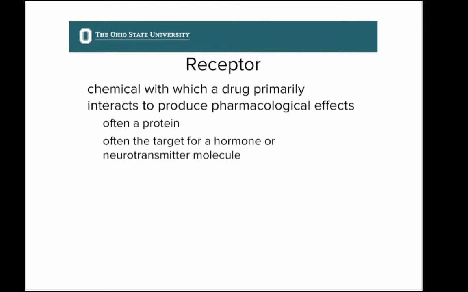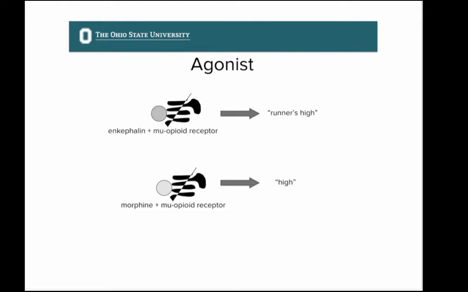Now, morphine is a drug that interacts with the mu-opioid receptor and mimics the effect of enkephalin and produces some kind of high. So we call morphine an agonist drug. Morphine is a chemical that's not normally in the body. When we put it in the body, the morphine finds this mu-opioid receptor, interacts with it, and then mimics the effect of the normal neurotransmitter enkephalin.